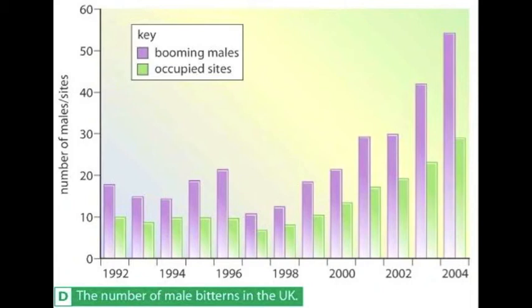In 1997, there were just 7 males left in Britain. New reed beds have now been created, and this is helping to increase the bittern population.